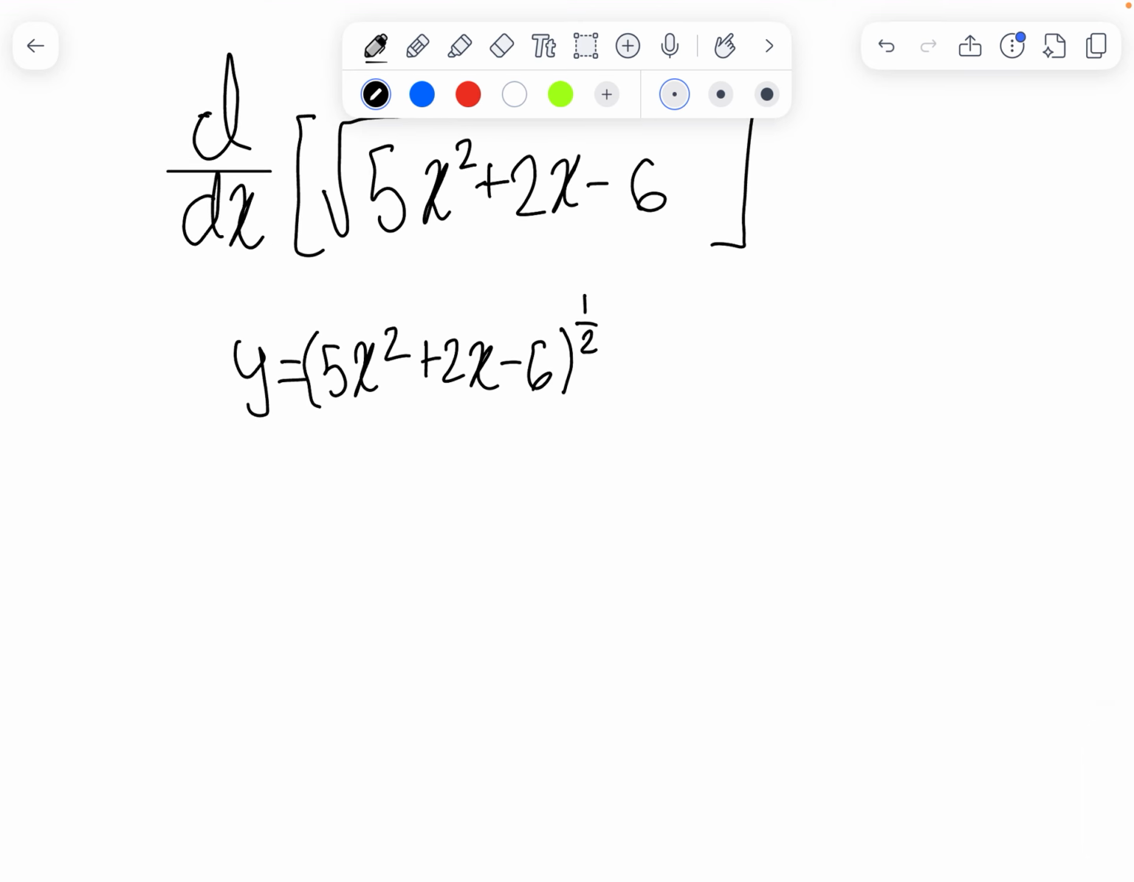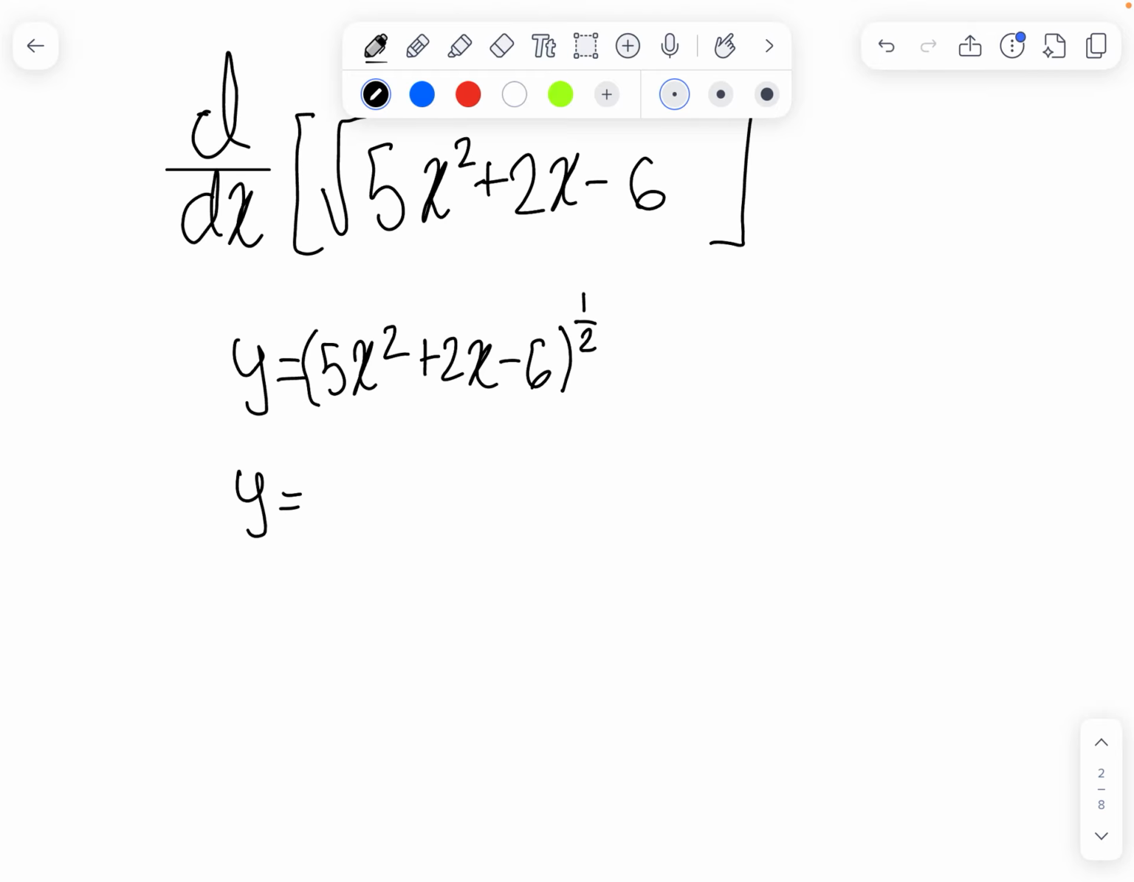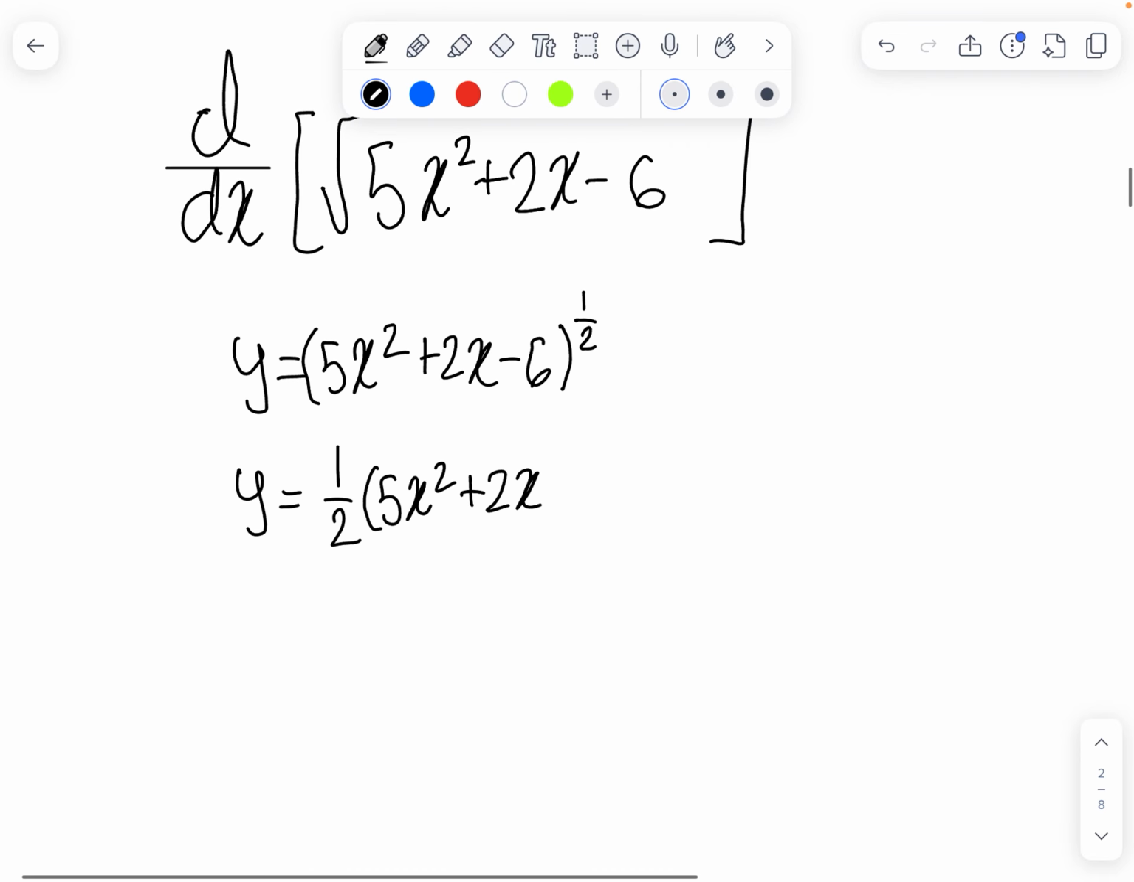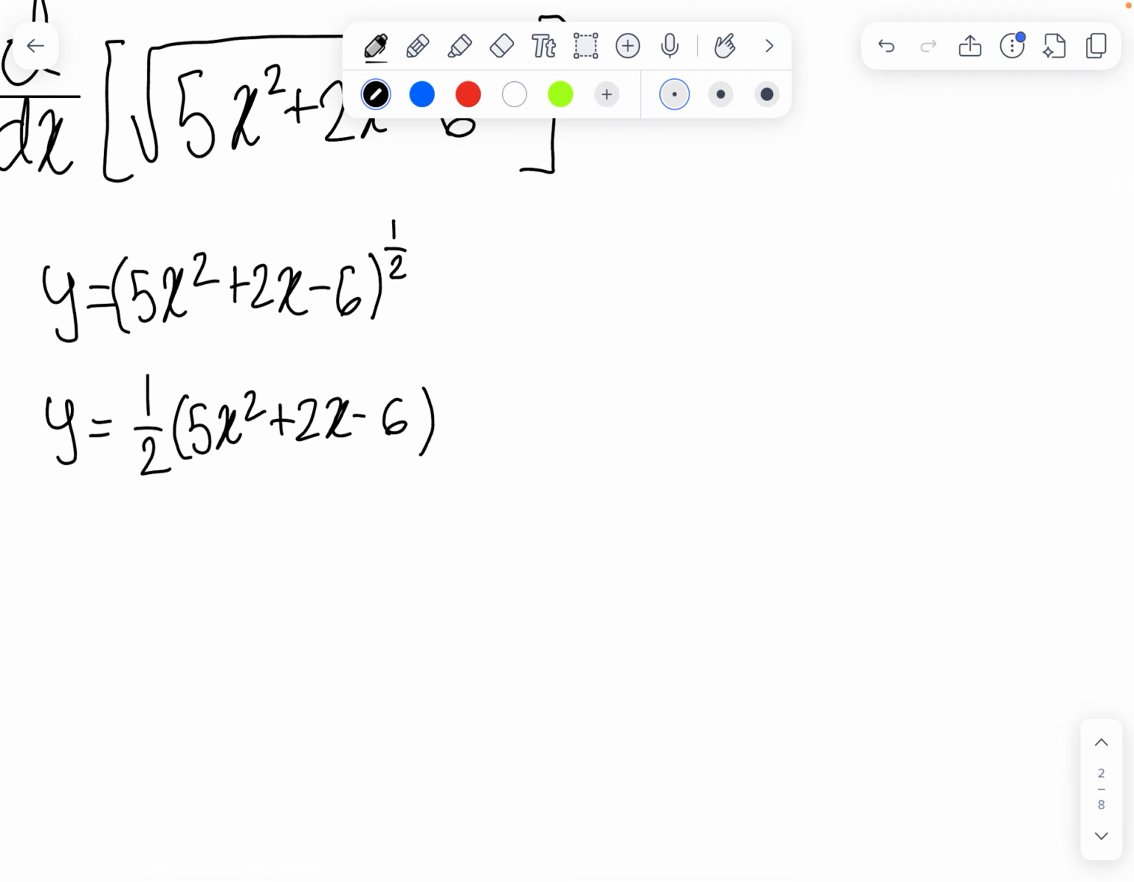Okay, now we have to apply the derivative. So if you remember from before, the chain rule is just the derivative of the outside multiplied by the derivative of the inside. So if we apply the power rule to this, we'd get our first term being 1/2 multiplied by 5x squared plus 2x minus 6, and since the power rule says nx to the power of n minus 1, it would be 1/2 minus 1. So 1/2 minus 1 is negative 1/2.